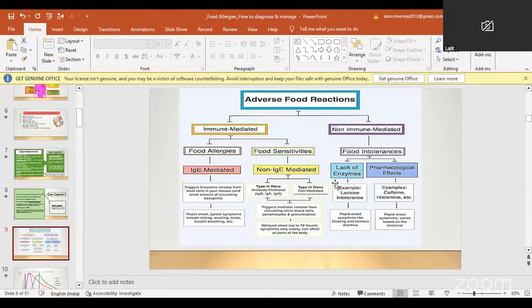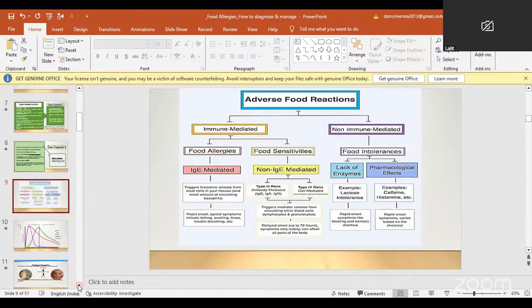So one is lactose intolerance because of lack of an enzyme called lactase. Second is pharmacological, which is your consumption of caffeine or histamine associated food, wine, chocolates, and all. So both these reactions are rapid in onset, mostly causing bloating and osmotic diarrhea in both the circumstances. Going on to the next one.